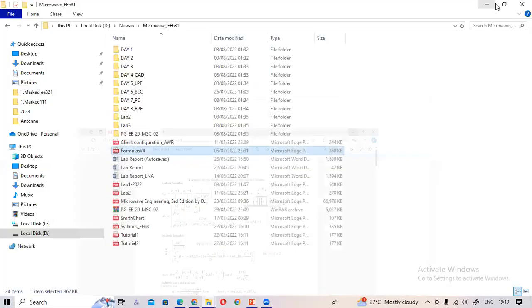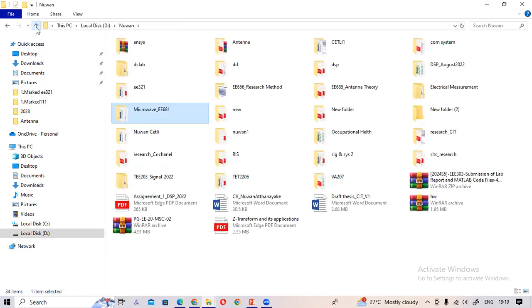Okay, we will come to our topic. So that is designing of microstrip antenna. Okay, designing of microstrip antenna. So I will give you one task.